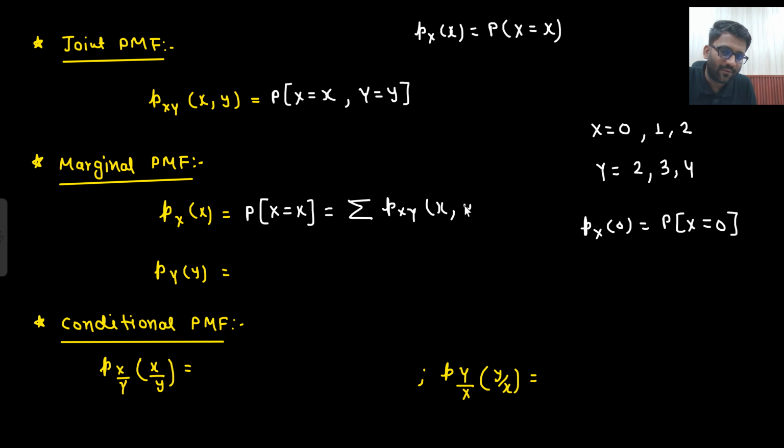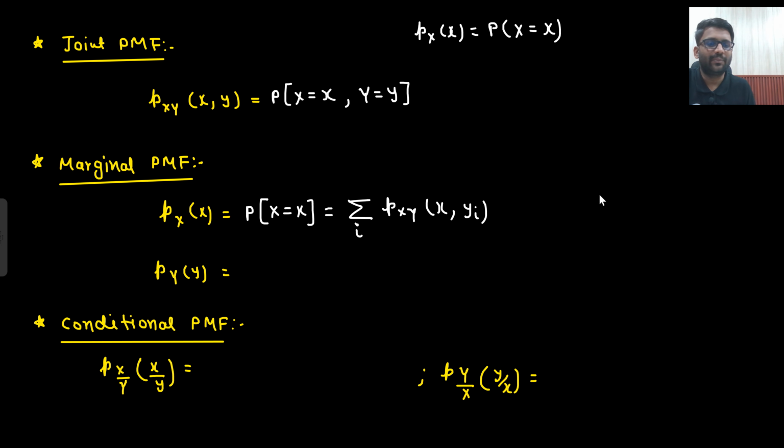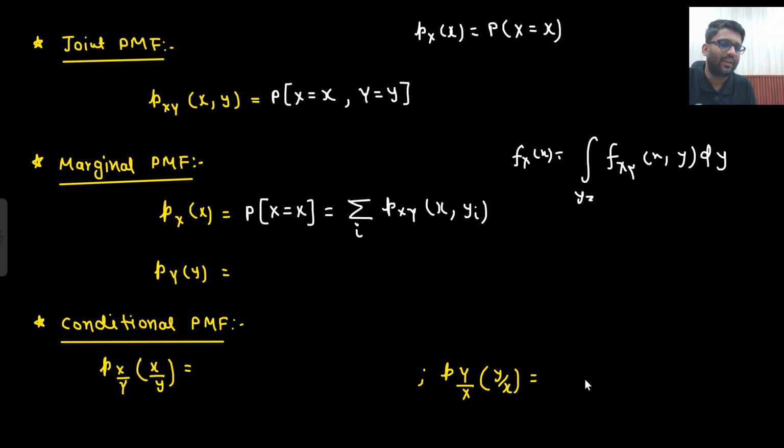In this marginal PDF, whatever the value of y is there, you will put all the values of y. If you are not able to understand with respect to the formula, you will understand with respect to the question as well. Or just try relating it with PDF. In PDF, if I need to find fx of x, I would integrate with respect to y and put the limit of y. That means whatever the value y can take, I will put. So here as well I am doing the same thing.